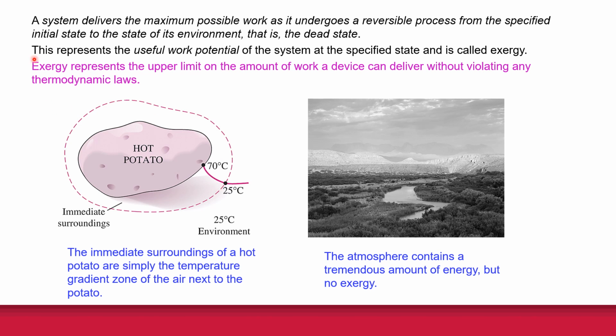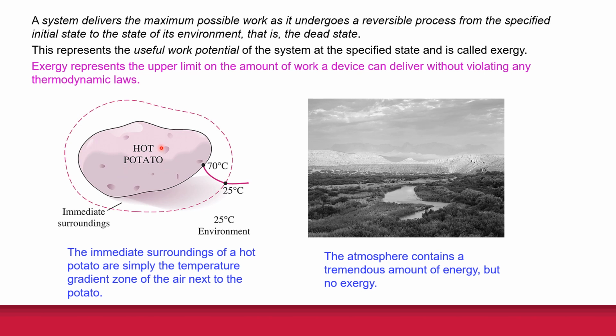A system delivers the maximum possible work as it undergoes a reversible process from the specified initial state to the state of its environment. That is what's referred to as the dead state. The dead state is the environment. This represents the useful work potential of the system at the specified state and is called exergy. Exergy represents the upper limit on the amount of work a device can deliver without violating any thermodynamic laws.